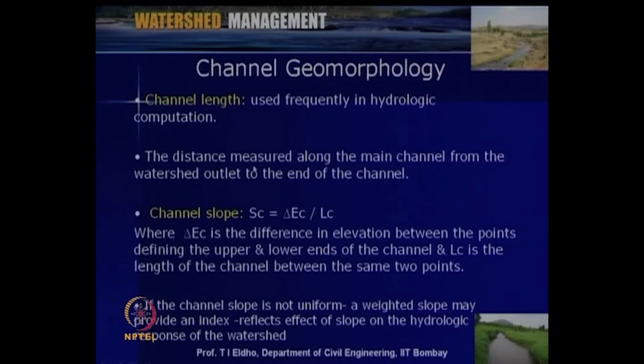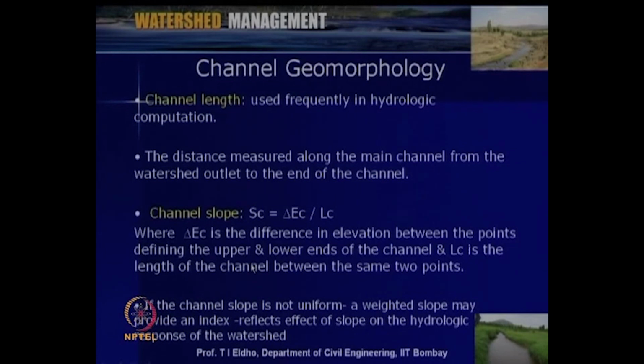So, channel length is the distance measured along the main channel from the watershed outlet to the end of the channel. Then channel slope is equal to delta Ec by Lc, where delta Ec is the difference in elevation between the points defining the upper and lower ends of the channel, and Lc is the length of the channel between the same two points. So, if this is the channel, from one end to the other end, what is the length and what is the elevation difference. From that we can calculate the channel slope.